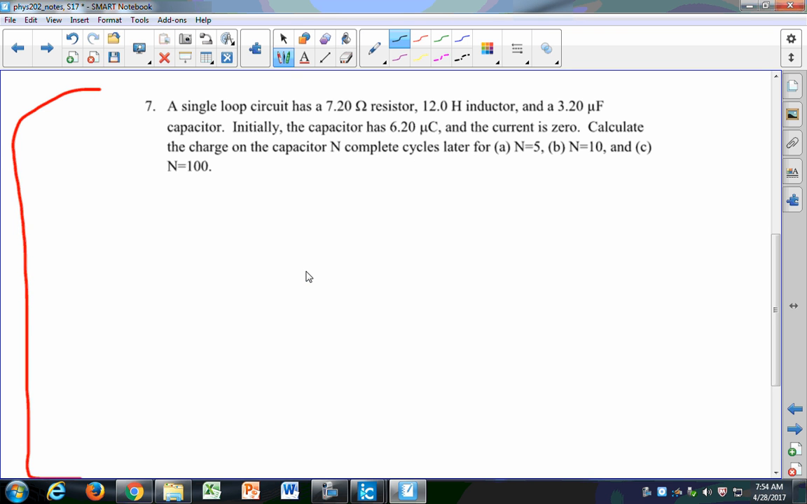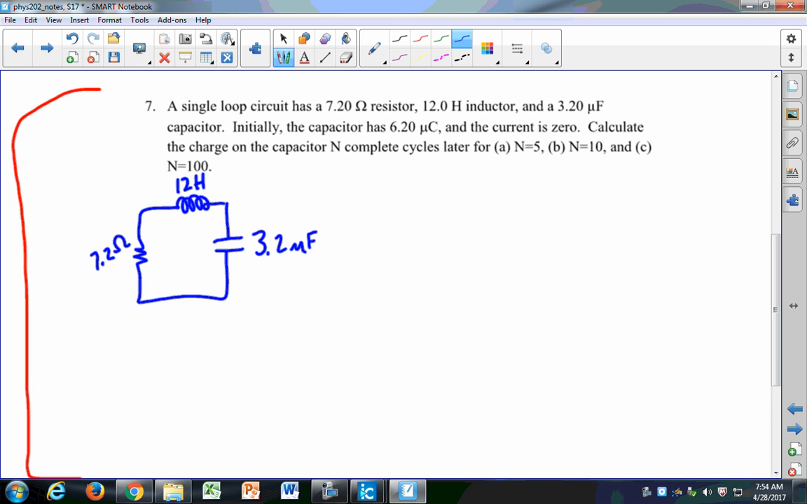Okay, so we have an RLC circuit. It has a 7.2 ohm resistor, a 12 Henry inductor, and a 3.2 microfarad capacitor. And it says that the current is initially 0. That means that all of the charge is on the capacitor to start. And so it says that the capacitor has 6.2 microcoulombs. That means it's been charged up with a battery of some voltage. But I go ahead and tell you what that charge is.